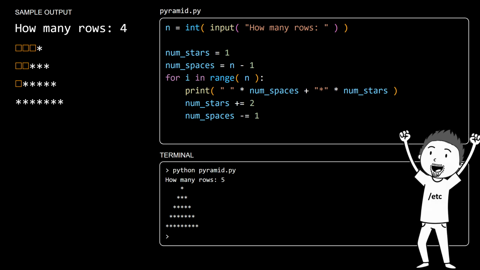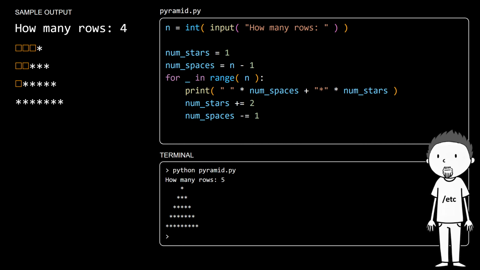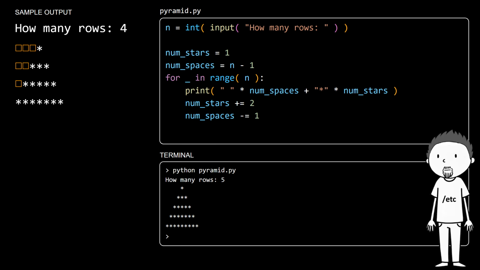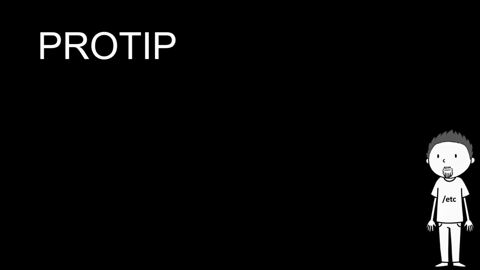The code is easier to read without those expressions, and in fact we can win a style point by changing our loop variable to an underscore. This is a Python convention, which means we no longer care about the loop variable because we're no longer computing anything with it inside the loop. We can also state what we did here as a pro tip.